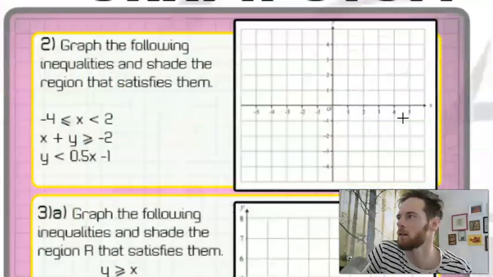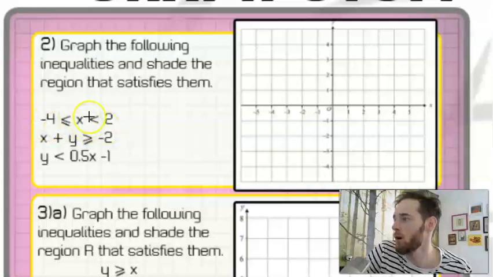Right. Zooming into that. Graph the following inequalities here. So same thing. Got to shade the region that satisfies, just different inequalities to represent. So this first one, we've got x is the value of, and it's between these two values. All right. So you're going to draw two lines to represent this one. One of the lines is going to be solid, one's going to be dotted.